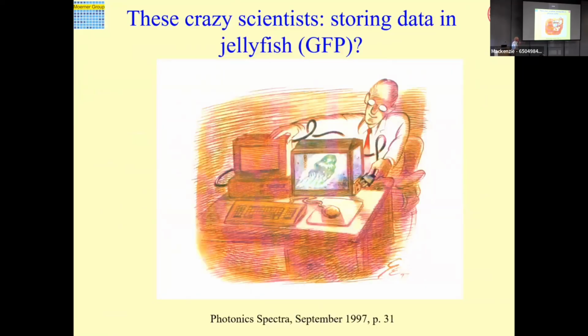And so this is quite a wonderful thing that you have probably not seen. From that time, this picture came out in Photonics Spectra, one of those wonderful optics trade journals back in that time. And the article is sort of saying, what's with these crazy scientists? They're going to be storing data in jellyfish. So for anybody thinking about fluorescent proteins, this is a funny one from long ago.